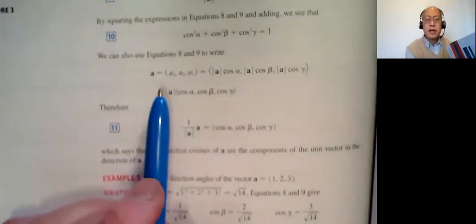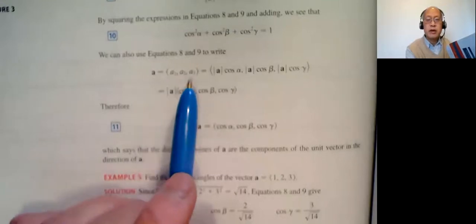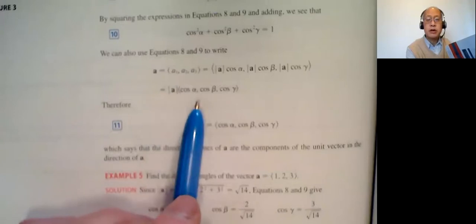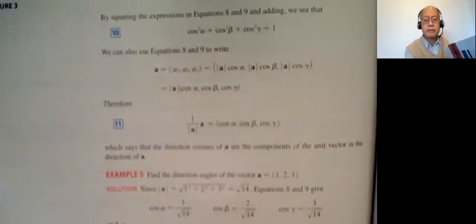Okay, and another way you can think of the vector A1, A2, A3 is magnitude of A times cosine alpha, cosine beta, cosine gamma. All right, and they give you examples of that there. Okay, projections.